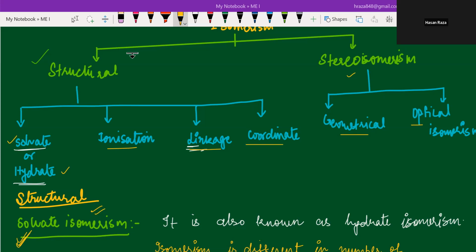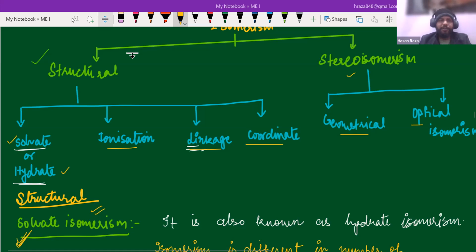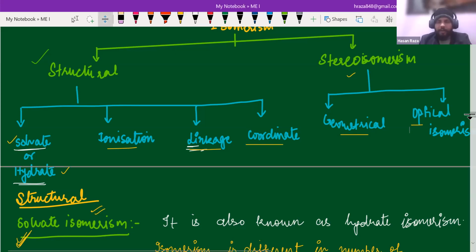Okay. Now see, this is structural isomerism, solvate isomerism. What is solvate isomerism? Basically, this is also known as hydrate isomerism. It's very important to note that this isomerism has a difference in number of water molecules, when there is a difference in number of water molecules as ligand and free solvent molecule in the crystal lattice.